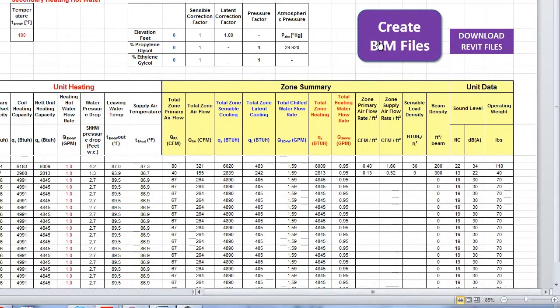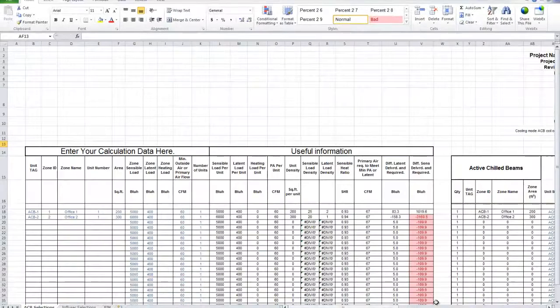Further to the right, we have some links to create BIM files and a link to download our latest Revit files from our website. The left-hand side of the program is where you enter your calculation data. So all of the individual zone data is entered in this location. Next portion of the program is allocated for just useful information in order to evaluate the selections that you have to undertake.